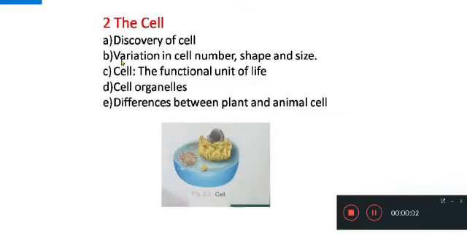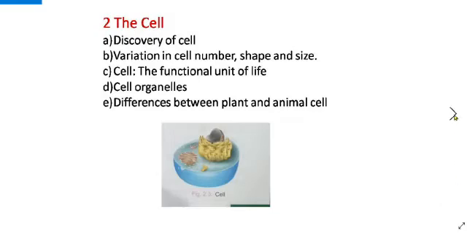Good morning, students. Today we will start the second chapter, the cell. Discovery of cell, variation in cell numbers, shape and size, cell, the functional unit of life, cell organelles, differences between plant and animal cell. These are the key concepts of this chapter. We will see the first two key concepts, discovery of cell, variation in cell numbers, shape and size.